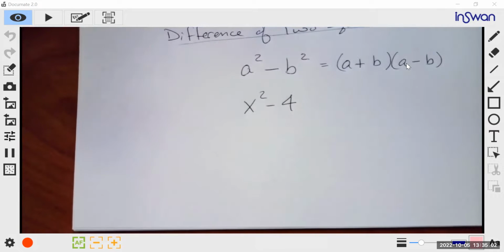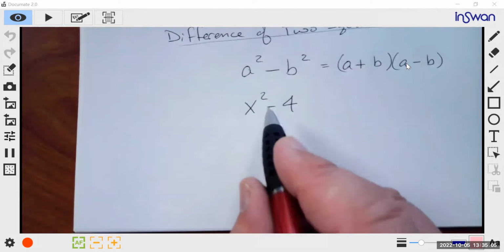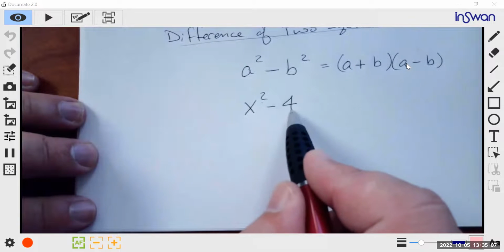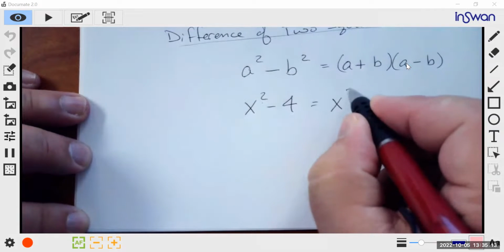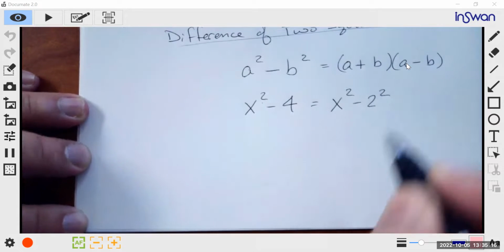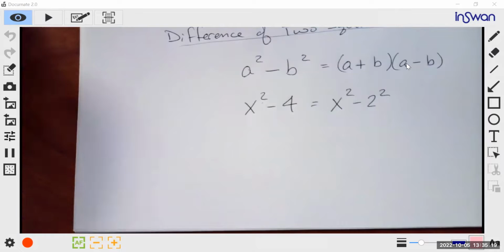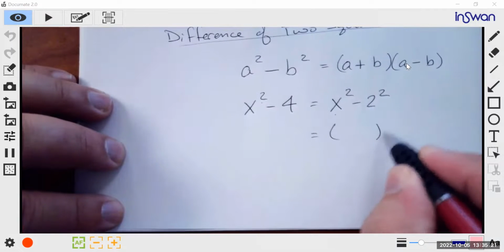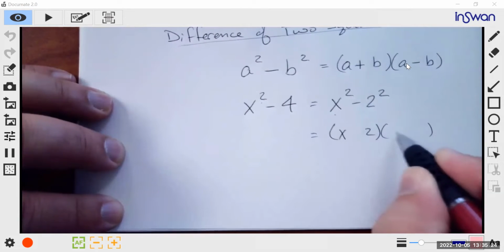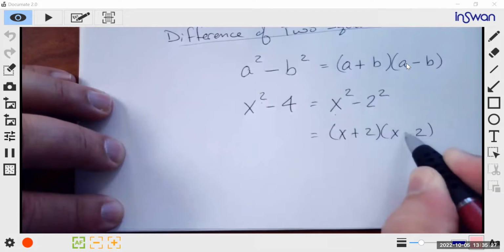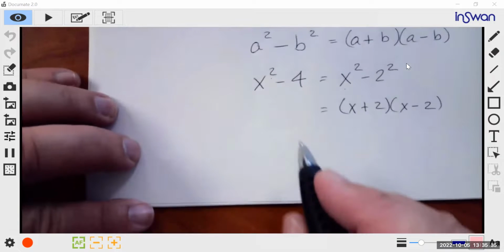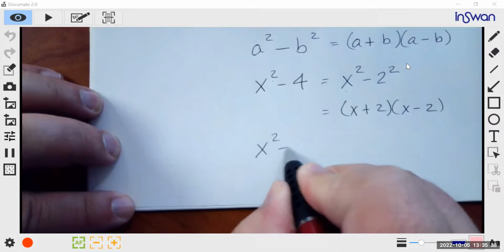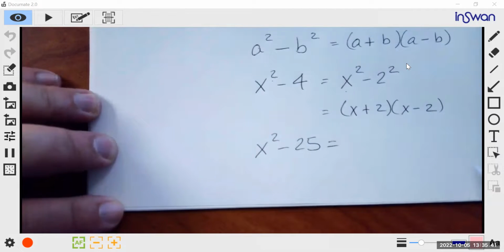Is it a difference of two squares? It has a minus, so that's check. It's a difference. The first number squared is the second number, a squared number. What is 4 made up of? 2 times 2, so it's 2 squared. Because it's a difference of two squares, I'm going to have x and 2, one's plus, one's minus. What's that one going to be?